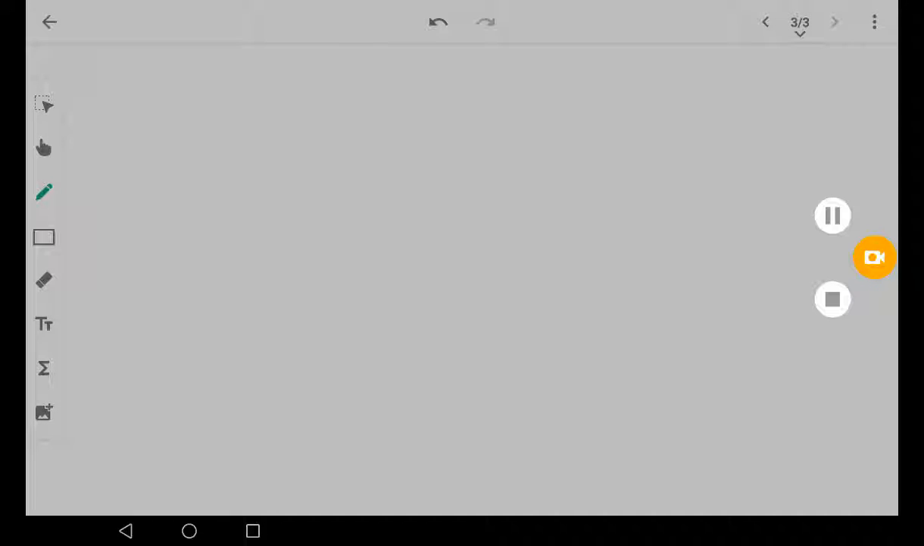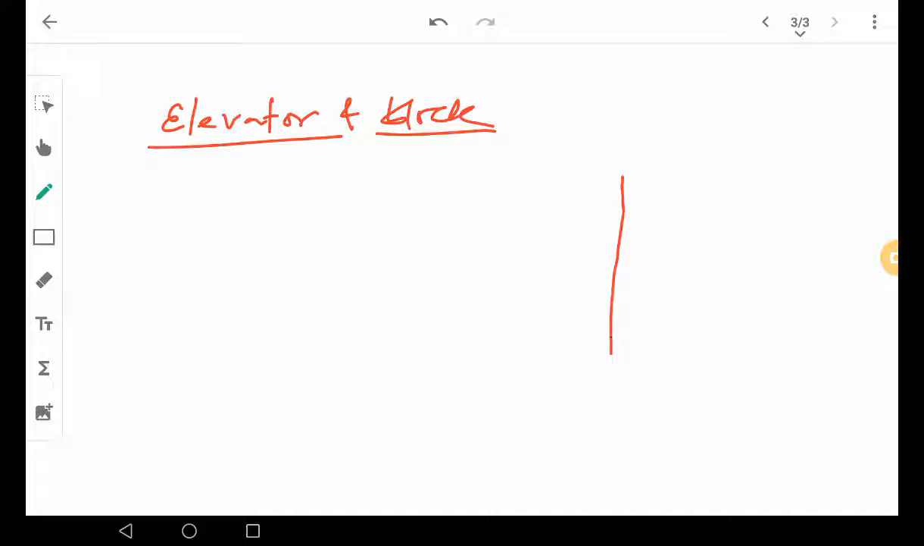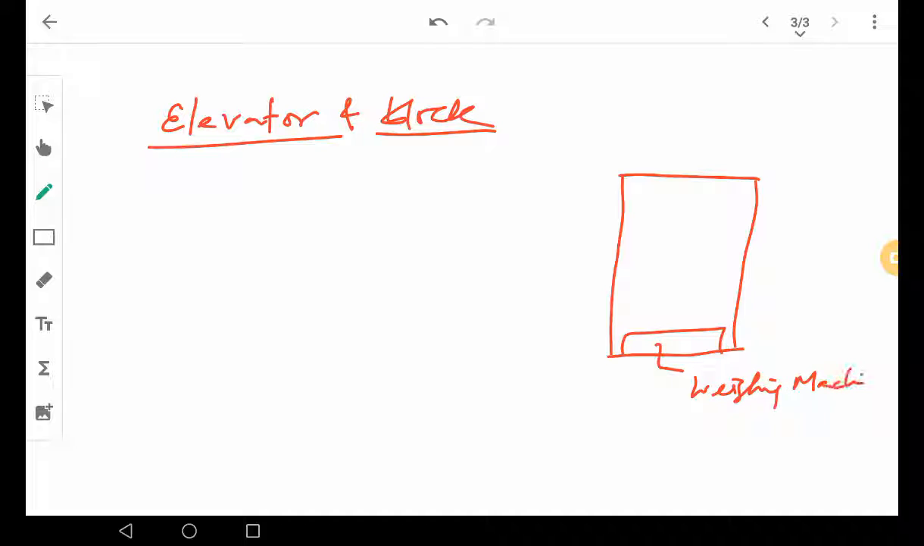Hello students, this is a very common problem of elevator and blocks. So suppose there is an elevator and it is moving with certain acceleration, and there is a weighing machine at the bottom of the elevator. And suppose a block is kept on the weighing machine.